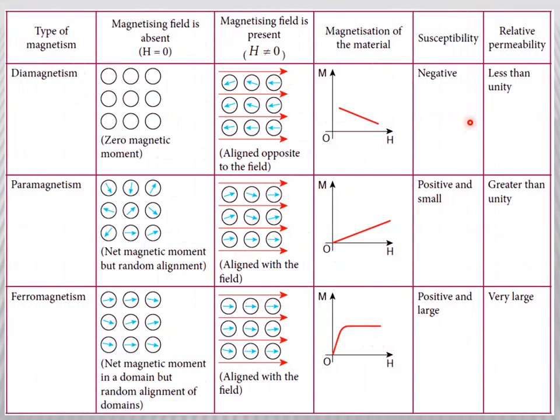The susceptibility is negative in diamagnetism, positive and small in paramagnetism, and positive and large in ferromagnetism. The relative permeability is less than unity in diamagnetism, greater than unity in paramagnetism, and very large in ferromagnetism.